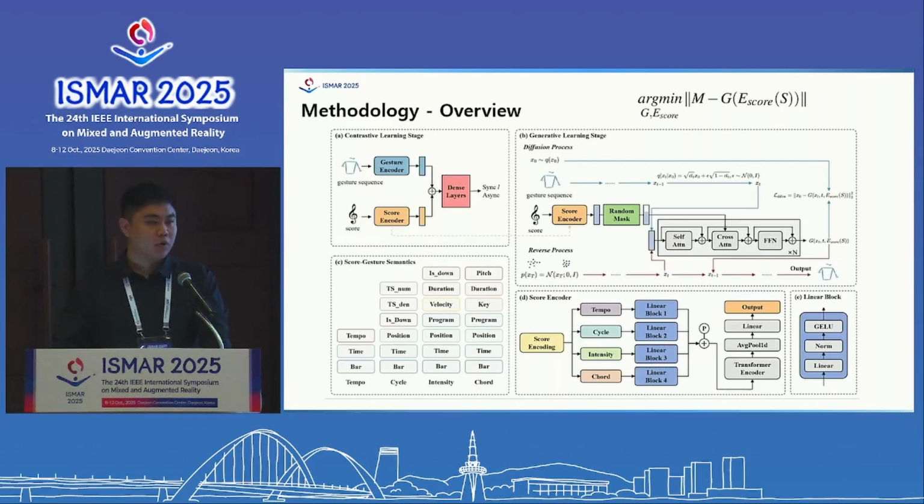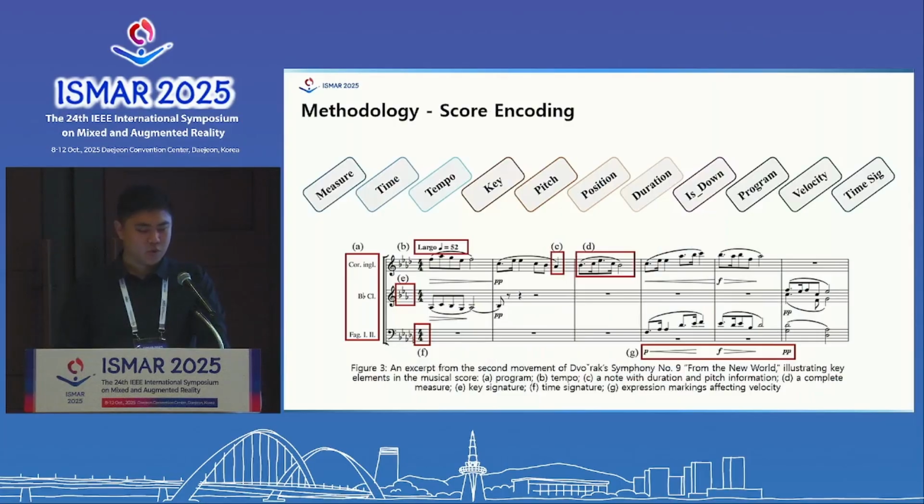Here is the overall architecture of our method, and we take a two-stage approach to train our model. We should say that the two-stage method is not mostly our contribution, it's relying on the Diffusion Conductor. Our work proposes the score encoding method. In a score, we should notice that one of the most important aspects is musical score encoding.